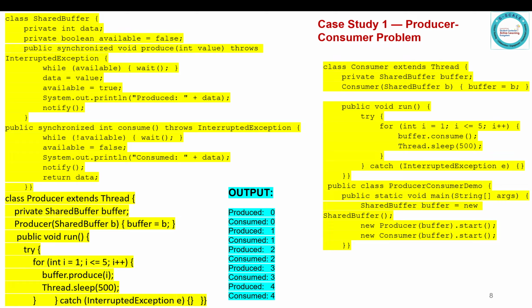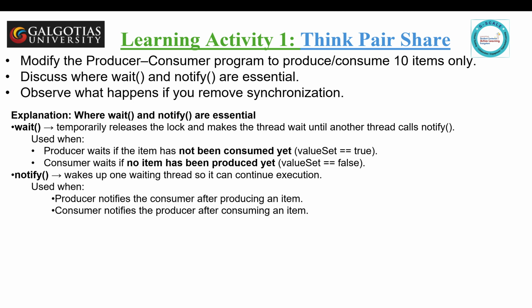The output shows that data is produced and consumed in proper order. The shared buffer class uses a Boolean flag to track availability. The producer waits if data is already available, and the consumer waits if no data is available. Notify is used to wake up the waiting thread after producing or consuming.